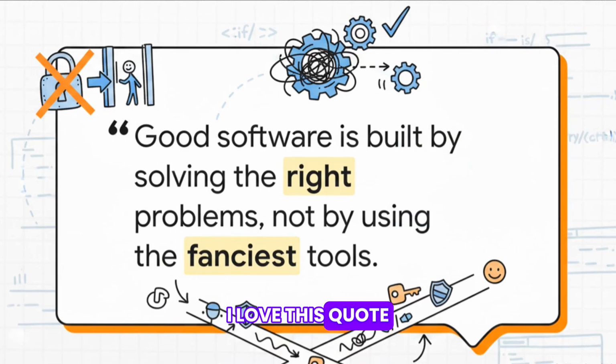I love this quote from a developer community post. "Good software is built by solving the right problems, not by using the fanciest tools." This hits the nail on the head for our goal today. It is so easy to just over-engineer our authentication because a tool like Passport or JWT sounds super sophisticated. But remember, good software is always about solving the right problems with the simplest effective tool.